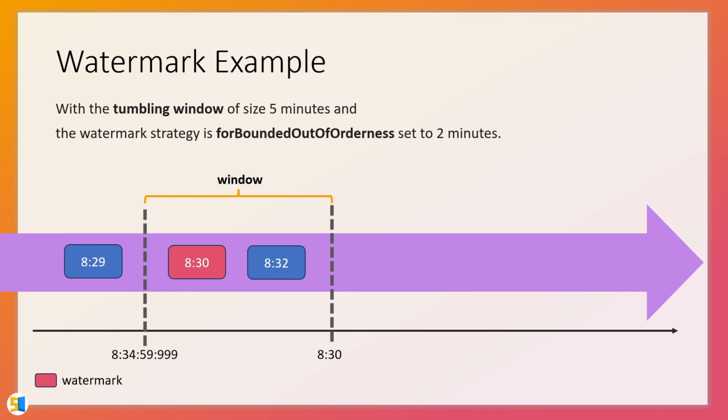Therefore, if there is an event with timestamp 8:29, it is considered a late event, because it is supposed to be in the previous window, but that window has already fired. So basically there is no place for this event.